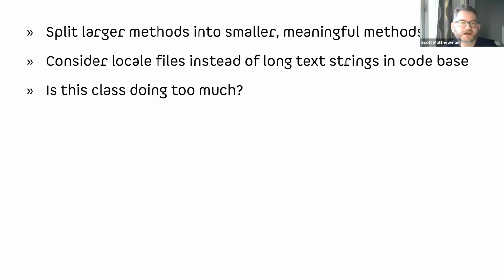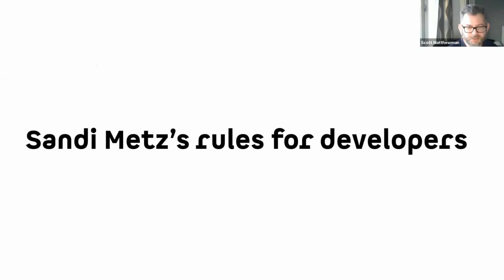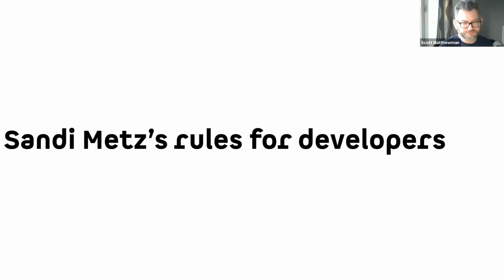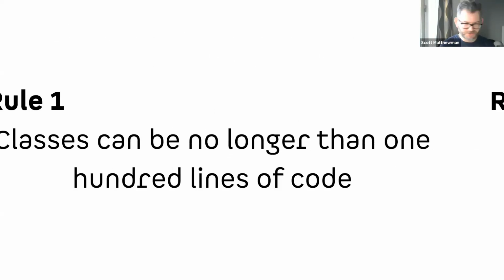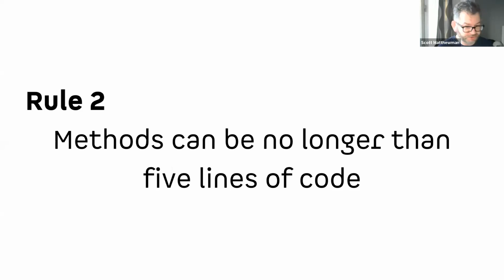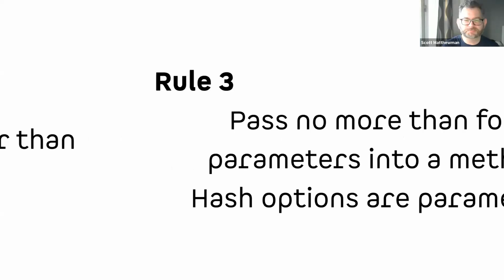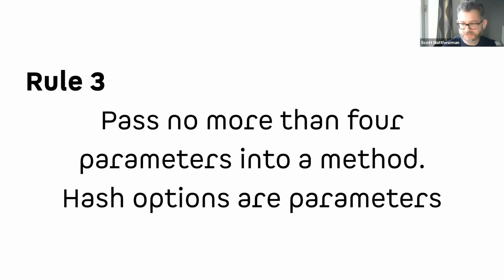And also asking ourselves the question, is this particular class doing too much? I don't know if anybody's ever heard of Sandi Metz's rules for developers, but they cover very similar ground. The first rule is that classes can be no longer than 100 lines of code. Methods can be no longer than 5 lines of code, and pass no more than 4 parameters into a method.